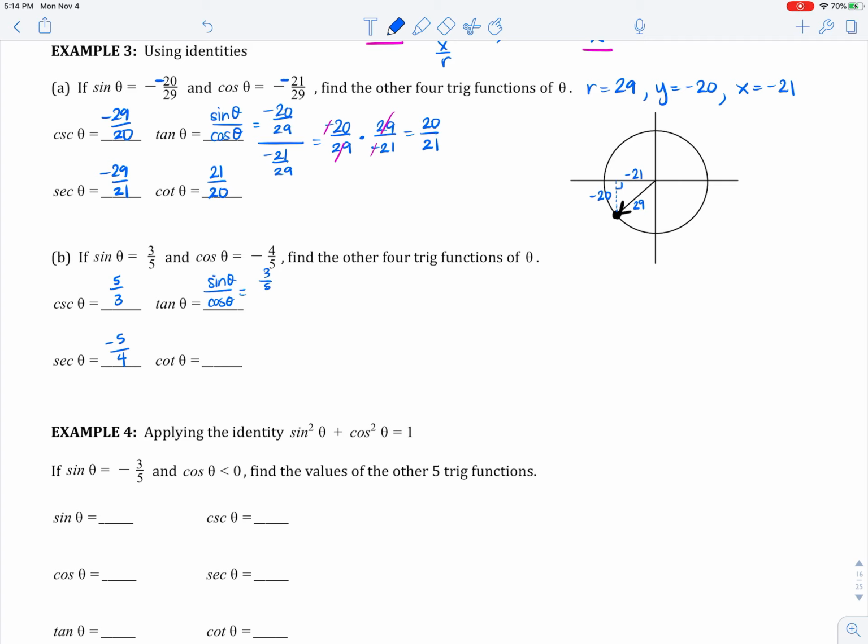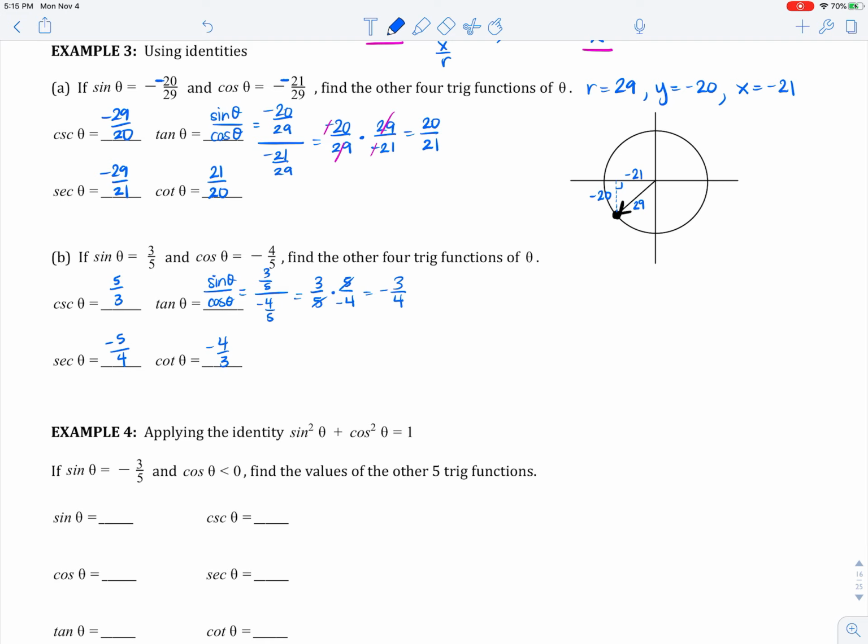So we have 3/5 over negative 4/5. So we have the numerator 3/5 times the reciprocal of the denominator, 5 over negative 4. The 5's cancel out, and we get negative 3/4. And then the reciprocal of that is cotangent, so negative 4 over 3.